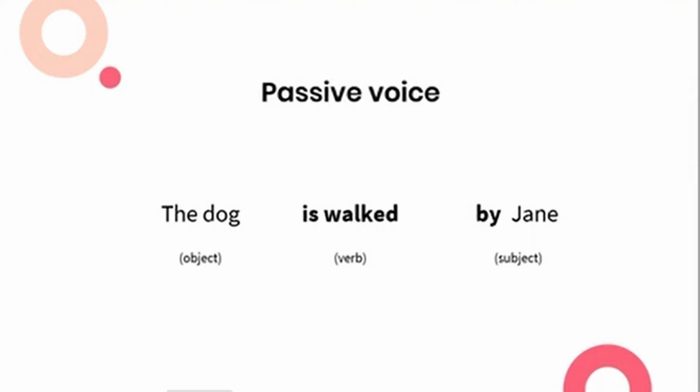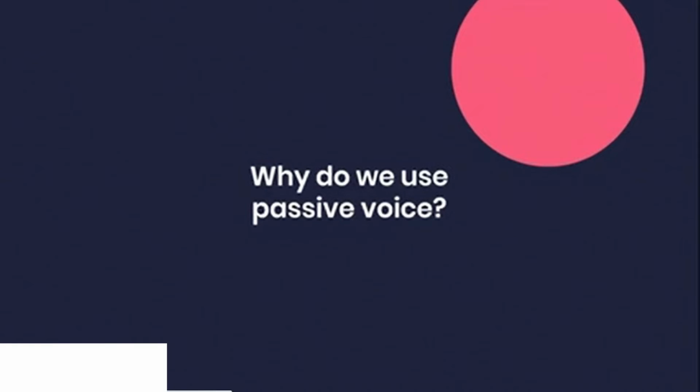That's a passive sentence. One thing you need to know is that in passive voice, the subject is optional. You can choose to omit the subject. So you can simply say, the dog is walked, and that's a perfectly acceptable passive sentence. Now, this is the reason why most people use the passive voice, so that they don't have to mention the subject or the doer of the sentence. So, on that note, let's discuss why we use passive voice.